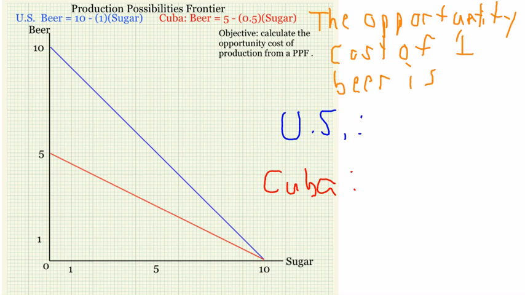And we can start at any point, but I'm going to say that the U.S. is currently right here, where they're producing 5 beer and 5 sugar, and we're asking what's the opportunity cost of 1 beer, meaning if we produce 1 more beer, how much sugar do we give up? Well, we're currently at 5, so to produce 1 more beer, we're going up to 6 beers, which means we must be at this point, and we had to give up 1 sugar because we go from 5 to 4 sugar. So to get 1 more beer, we give up 1 sugar, so the opportunity cost of 1 beer is 1 sugar.